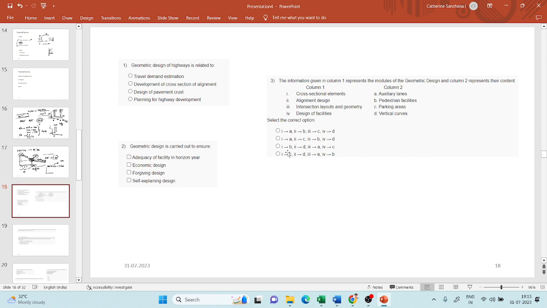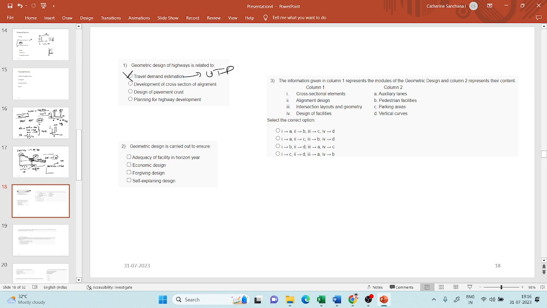Okay. So the first problem, first question: geometric design of highways is related to what? Is it related to travel demand estimation? No, because I have to design the physical entities of the pavement. I'm not going to estimate. I don't have any work with the travel demand estimation. That comes under urban transportation planning.